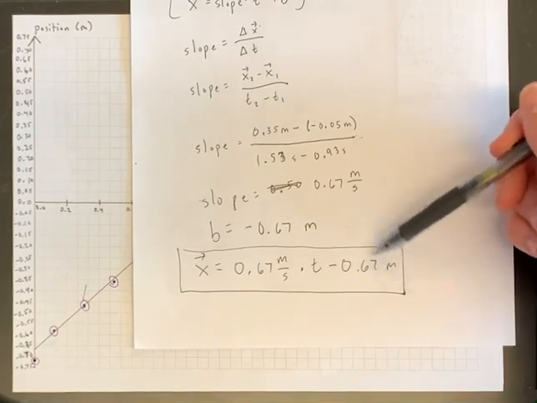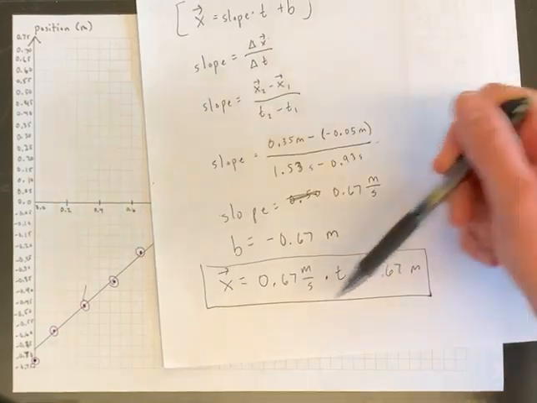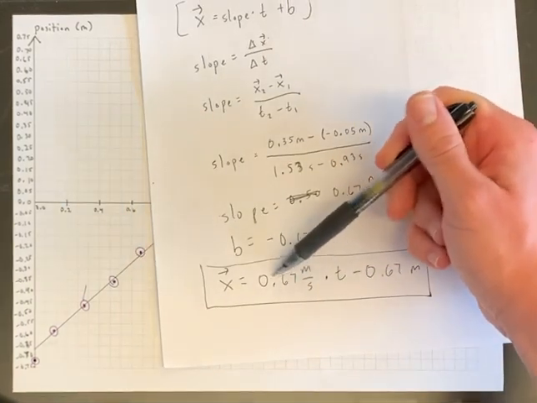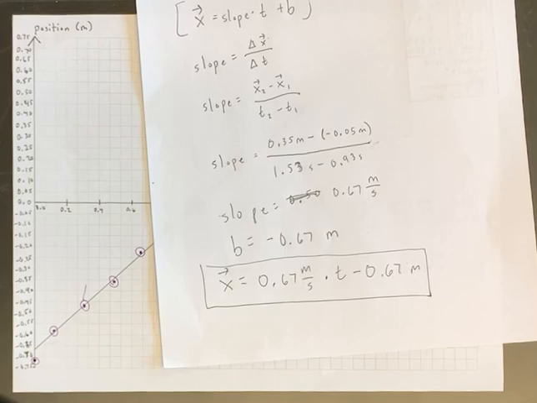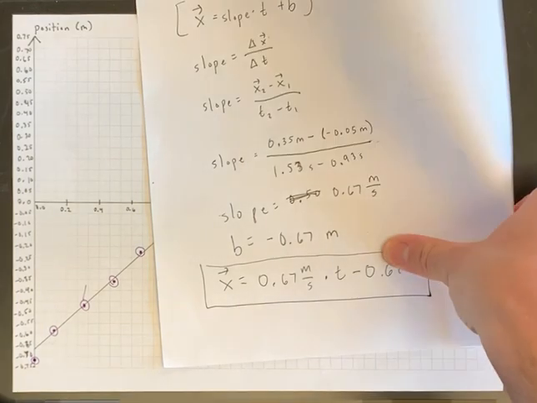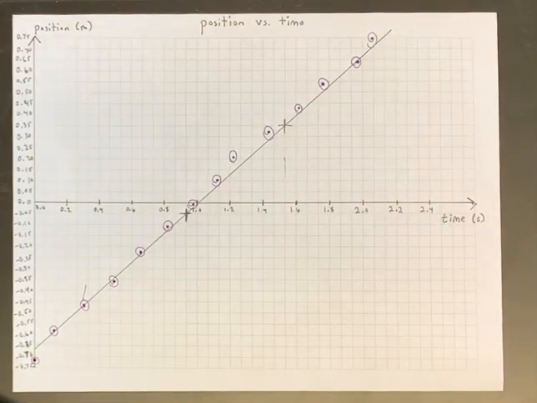This y-intercept is our starting position, and this tells us, well, it's something meters per second. Let's think about that. And there we have it, a full mathematical analysis for our graph that we created from our data.